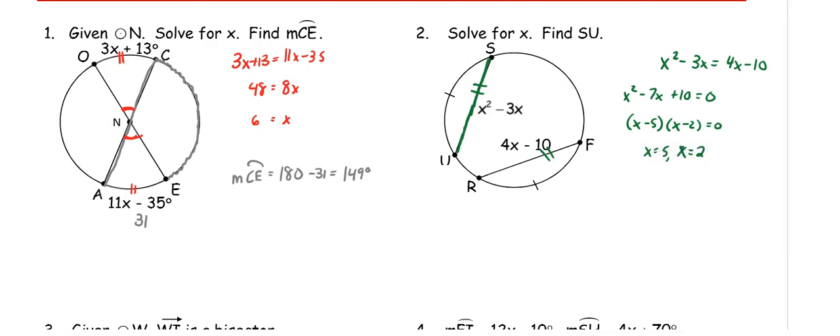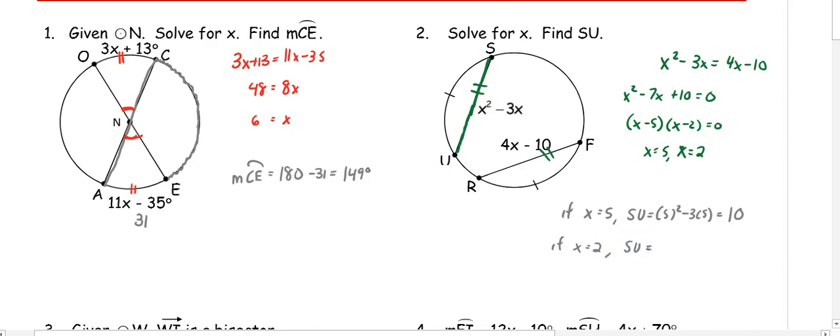Because both of those solutions work, we're going to have to find SU twice. If x equals 5, SU would equal 5 squared minus 3 times 5, which is 25 minus 15, so that would be 10. And if x equals 2, SU would equal 2 squared minus 3 times 2, which would get us a negative number. So that means that the 2 won't work.